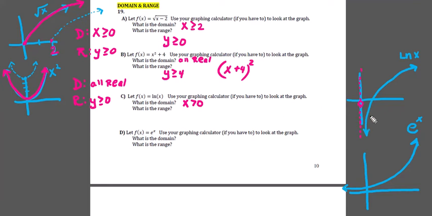The range are the y's, so all y values are accounted for. Everything exists. So the y's, you could just say, are all real.